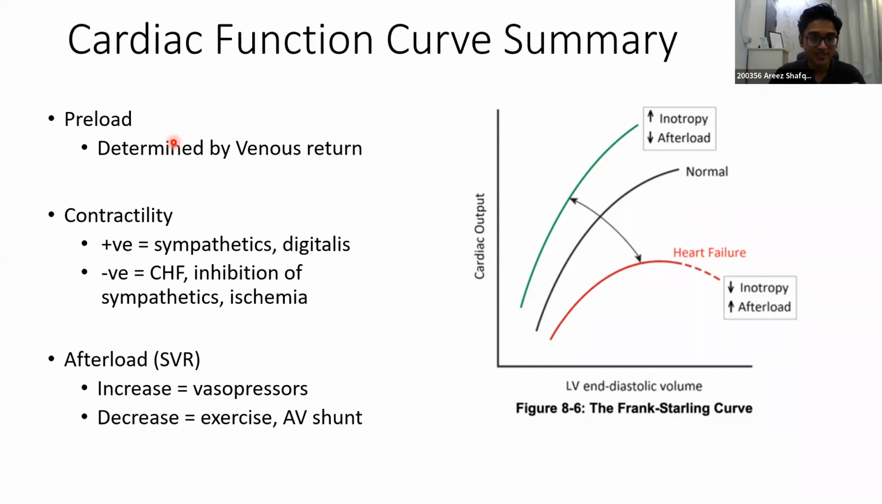This is called Frank-Starling. Frank-Starling is when I'm moving along one curve. If I'm moving along one curve, I'm changing preload and I'm changing cardiac output in the same direction. That is Frank-Starling. If I shift the curve up, I am increasing cardiac output for the same amount of preload. That means I did one of 2 things: I either increased contractility by sympathetics or digitalis, or I decreased the afterload.